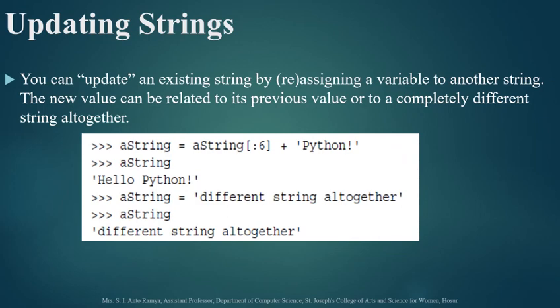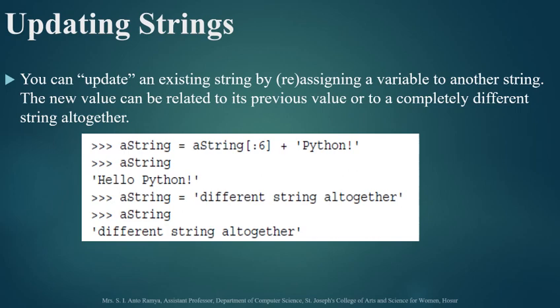Updating strings, we can also reassign the value for strings. So here let's see an example again. A string is equal to a string colon 6. So the beginning of the string is not given, but it has to stop within the fifth position. So 6 won't be included. It will be stopping with the fifth position plus Python is given. So a string we already know is hello, and with that Python is included. So hello Python will be printed.